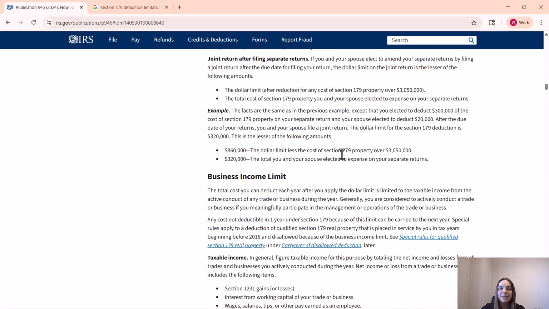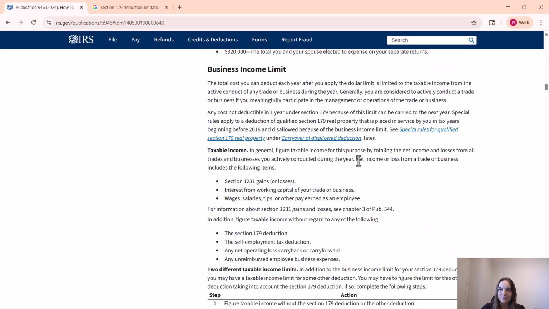We also have an income limit to Section 179. The total cost of your Section 179 deduction, that total amount that you're electing to take, cannot create a loss. Okay, so it can't be more than your business income. This is a difference between Section 179 and bonus. Bonus can create a loss. Section 179 cannot.